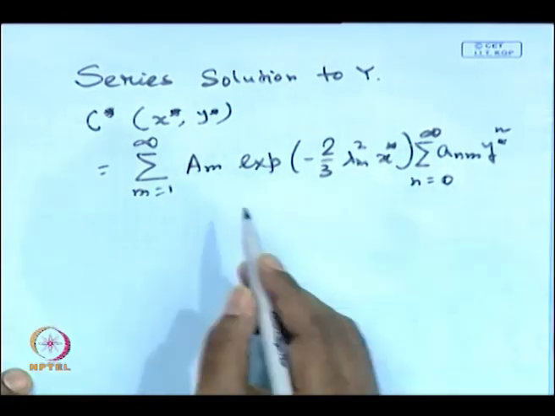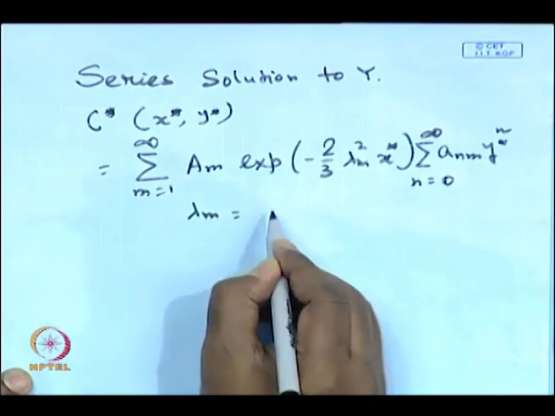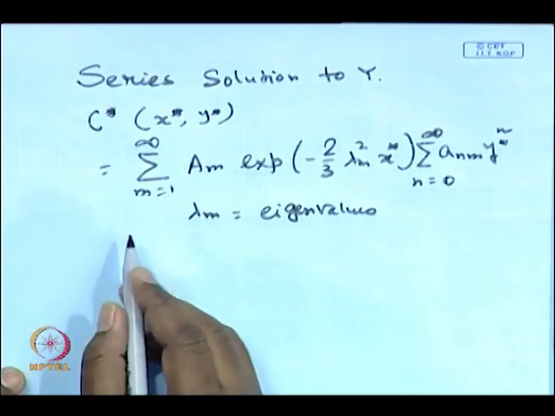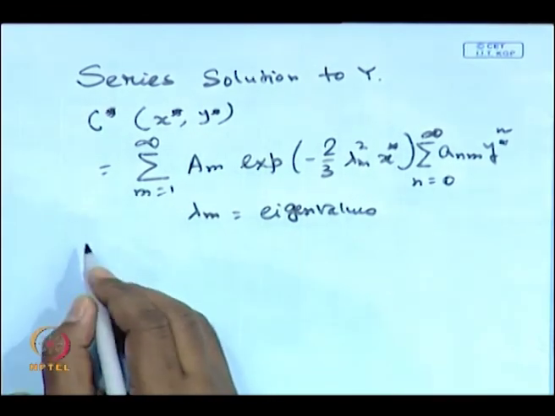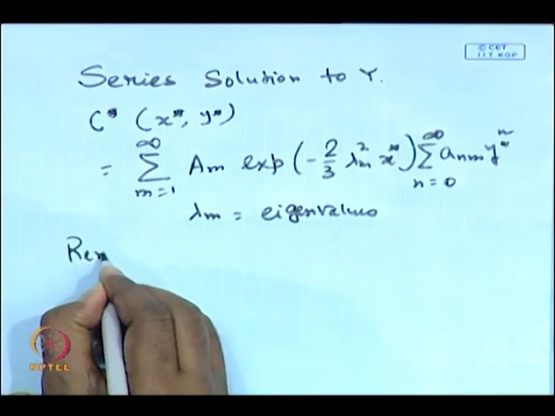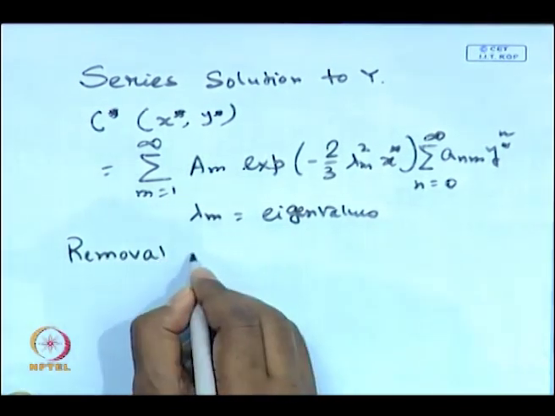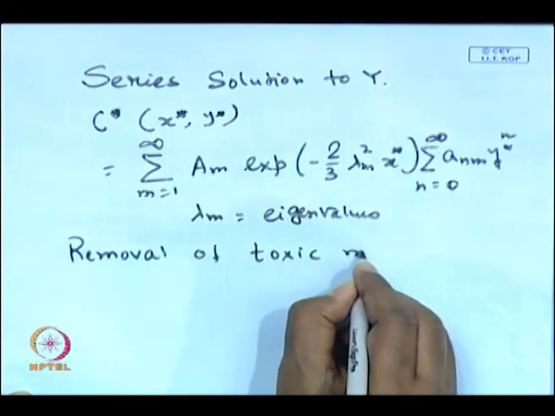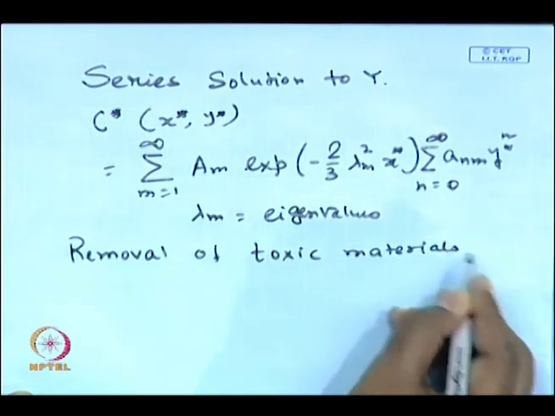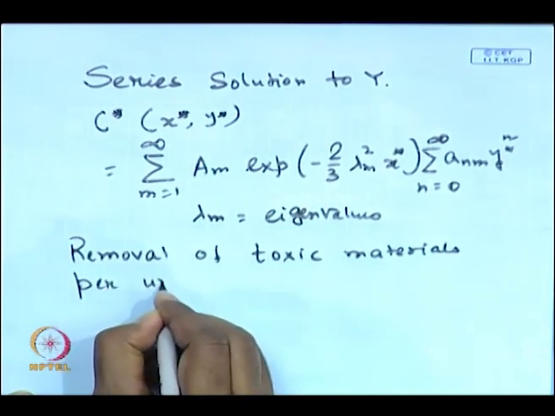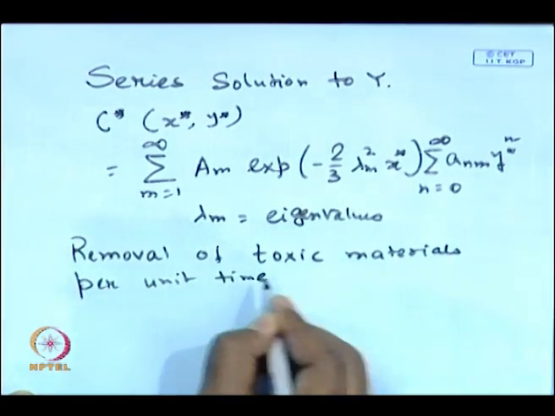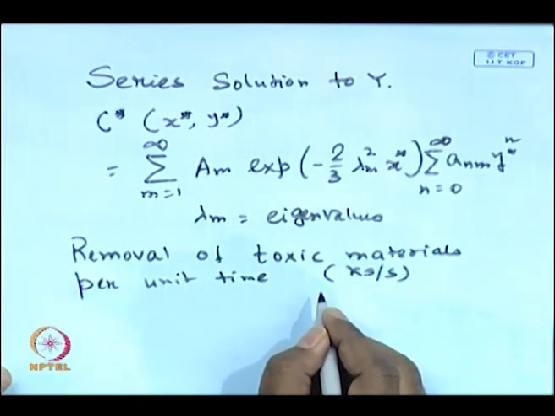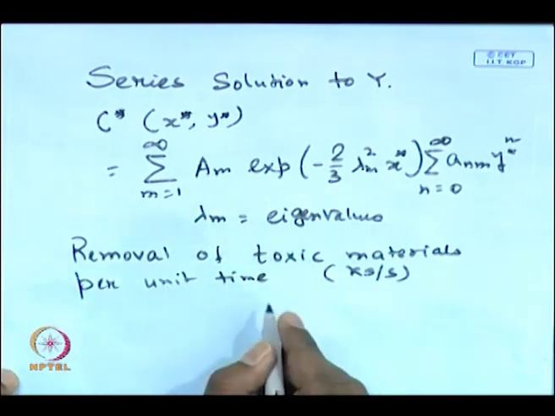Now, lambda m are the eigenvalues of the system, and let us look into the removal of toxic materials, and how that will be obtained. Per unit time, that means the rate of removal, let us say it is in kg per second, since concentrations are expressed in kg per meter cube. How will it be defined?